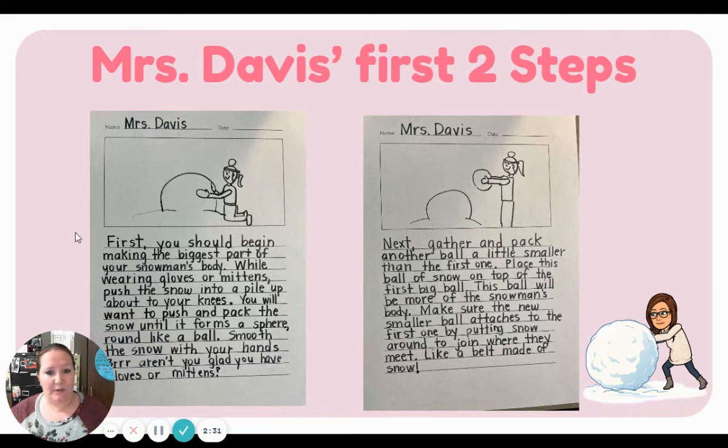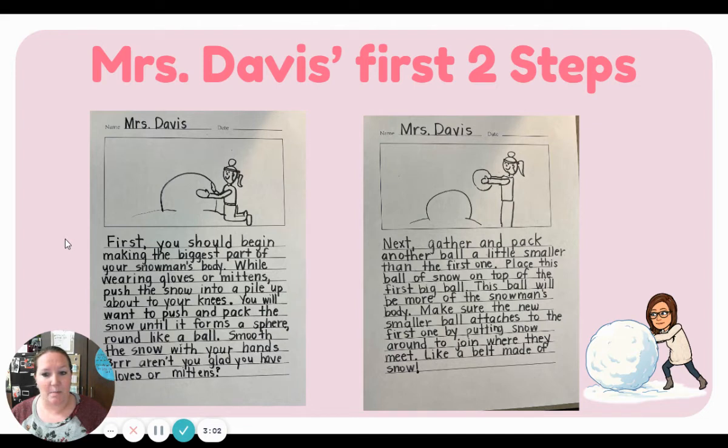I said, first, you should begin making the biggest part of your snowman's body. While wearing gloves or mittens, push the snow into a pile up about to your knees. You will want to push and pack the snow until it forms a sphere, round like a ball. Smooth the snow with your hands. Brr! Aren't you glad you have gloves or mittens?